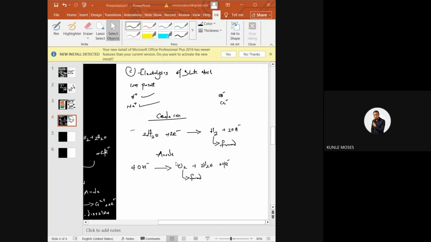You should know that at the anode, the dilute solution favors which one? It favors oxygen. It favors oxygen formation instead of chlorine formation, in case they ask you.